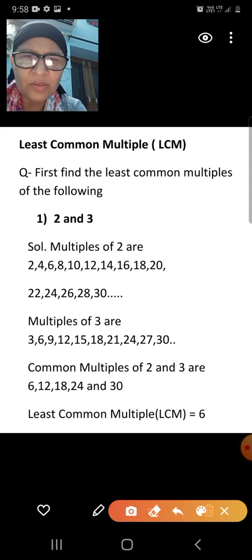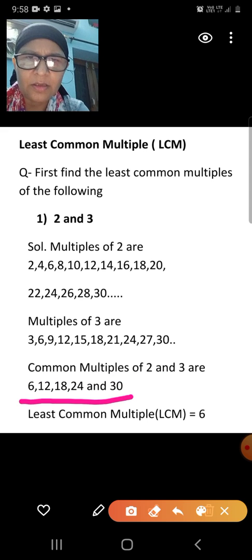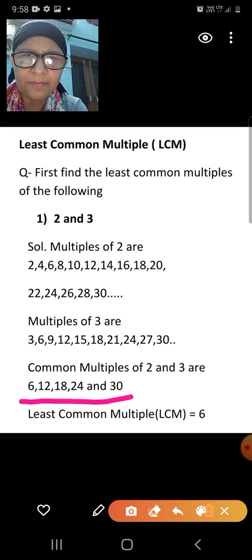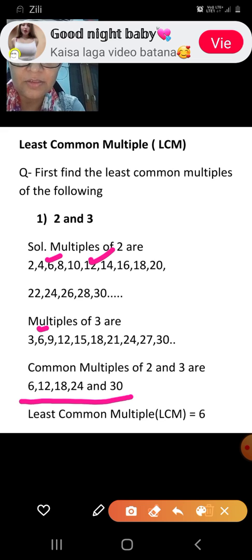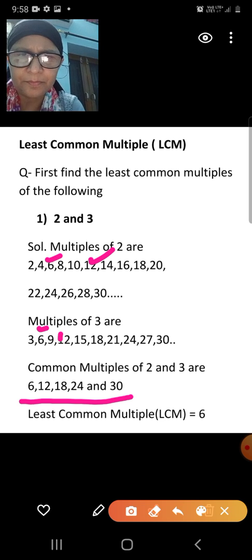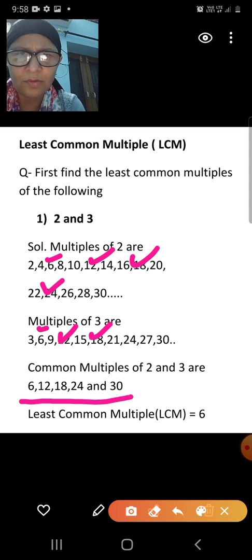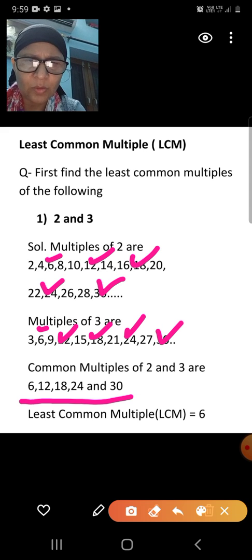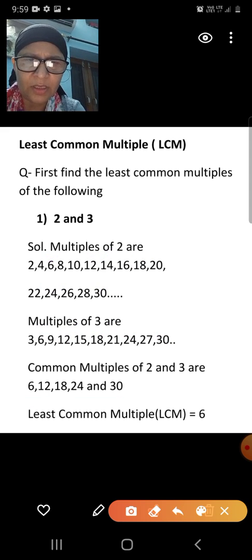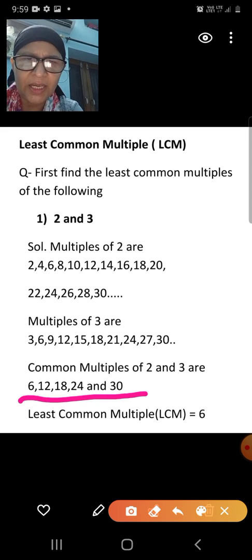So common multiples of 2 and 3 are, here we can see, 6, then 12, then 18, and then 24 and then 30. So in this way we will find all the common multiples, which are 6, 12, 18, 24 and 30.